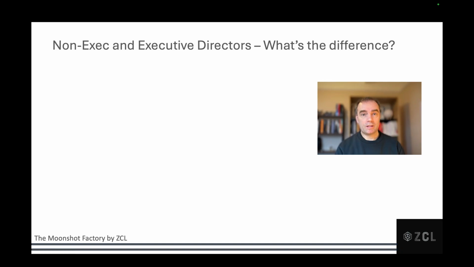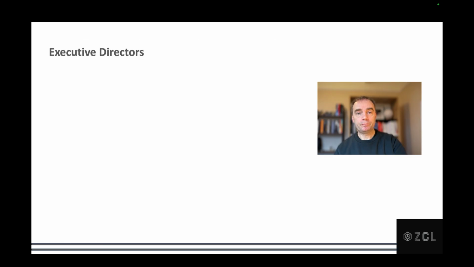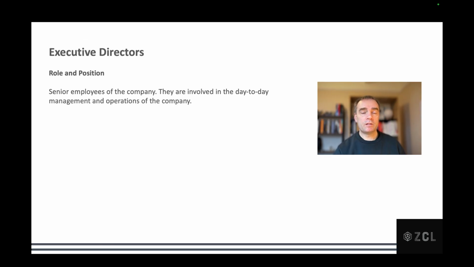Non-executive directors and executive directors. What is actually the difference? So first of all, executive directors. Executive directors are senior employees of the company. They are involved in the day-to-day running of the management and the day-to-day operations of the business. So they are in the business every day working on something or working with people.